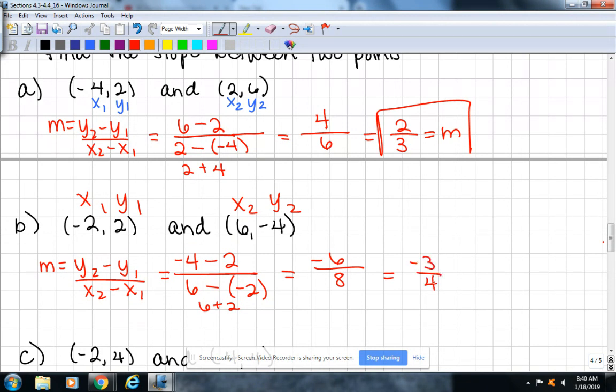-3 over 4. So if my slope is a negative, does that mean the graph is going to be going up or down from left to right? The line's going to be going down from left to right. We're going to talk more about that in a minute. I promise.